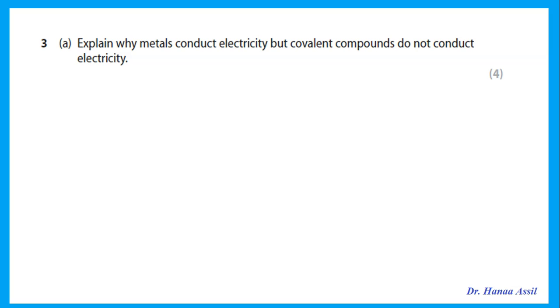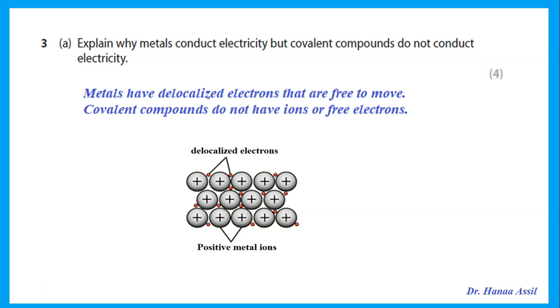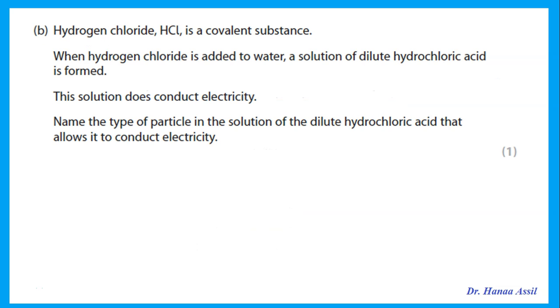Explain why metals conduct electricity but covalent compounds do not. You should realize that a metal is made up of regular rows of positive ions surrounded by delocalized free-moving electrons. So metals conduct electricity because they have delocalized electrons that are free to move, while covalent compounds do not. They do not have free ions and they do not have free electrons.